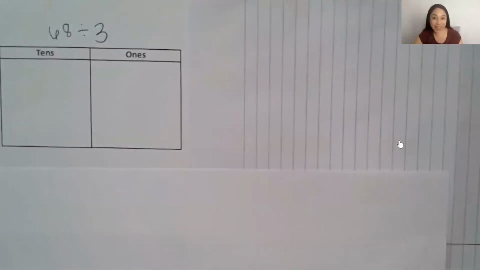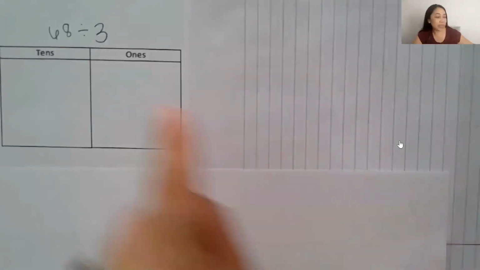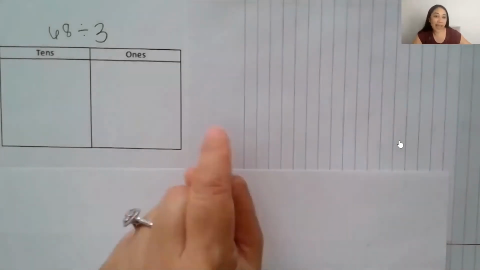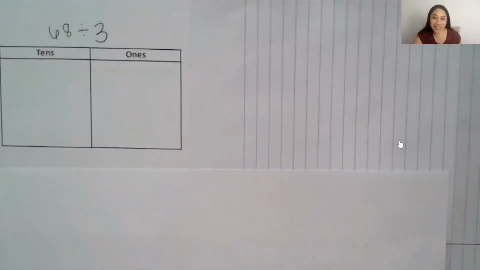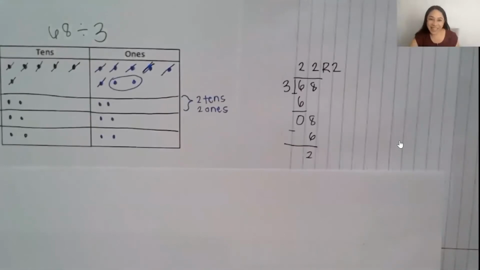Our last problem for today is 68 divided by 3. Pause the video here to solve both using the place value chart as well as using long division. We'll compare our work afterwards. Go ahead and take a moment to compare your work with mine. My quotient is 22 with a remainder of 2. How can we check if 22 with a remainder of 2 is correct?